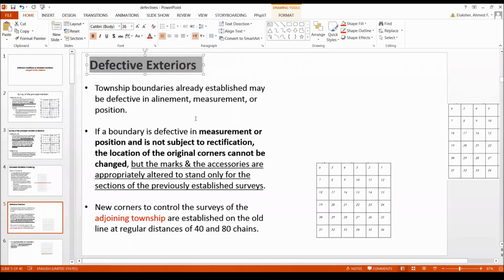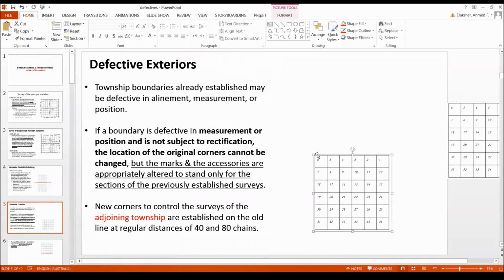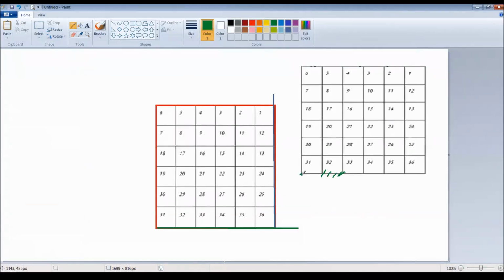Defective exteriors could be alignment and measurement again, or position. Position means that the lat long of the corners are not right. So if you want me to draw it, that means that the township corners are not in the correct lat long, are not in the correct position on the earth, latitude, longitude. So these corners are shifted. Maybe they should be here, and they are shifted in their position. So what should we do in these cases?